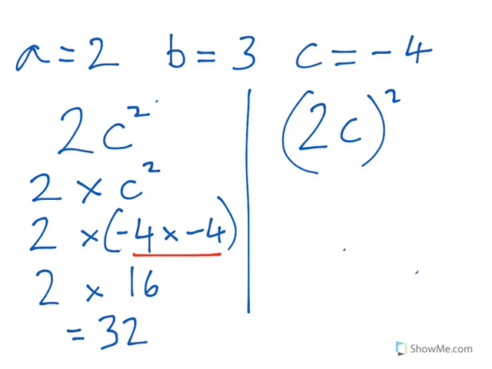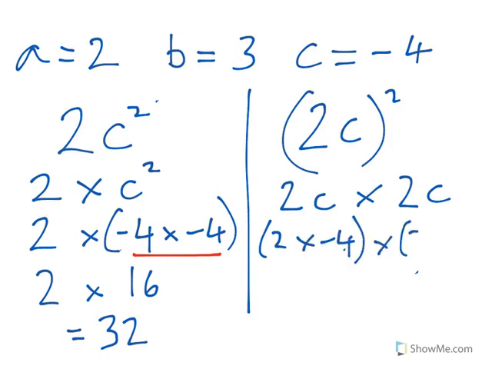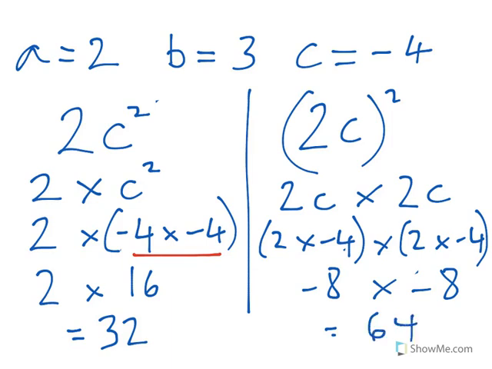Let's look at what happens to the right-hand side. So it's the bracket that's being squared. So that means 2c is being squared. So in full, we're going to be doing 2c times 2c, which would be 2 times -4 times 2 times -4. So if I think about what's in the bracket, 2 times -4 is -8, times another minus 8, and minus 8 times minus 8 will be plus 64. So your answer is 64 there.